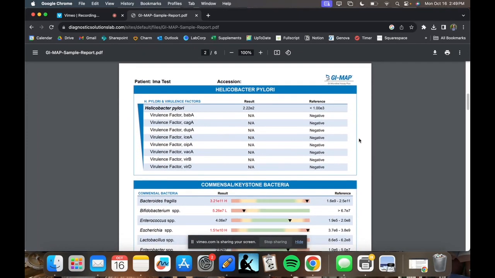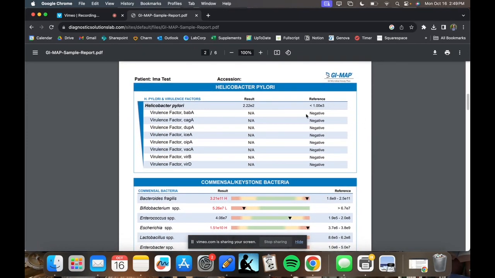Next page here is H. pylori. This is the next section. H. pylori is a bacteria that hangs out primarily in the stomach, and why we don't like H. pylori is because it lowers the stomach acid to allow itself to survive better. What that also does is allow other microbes and pathogens to survive.